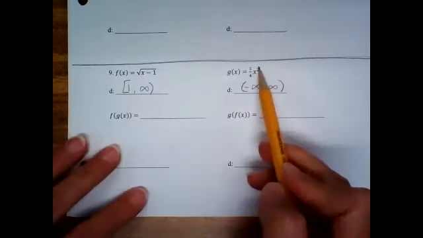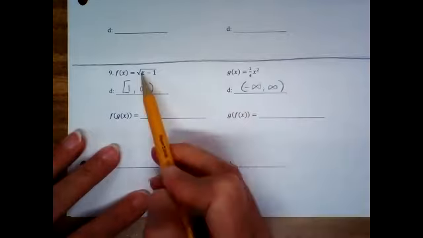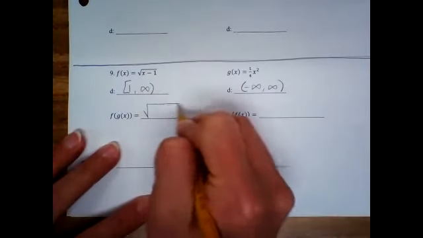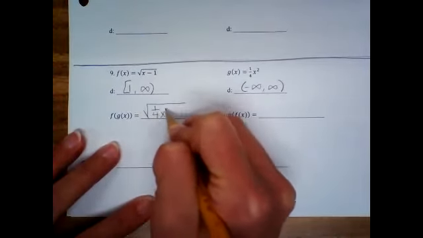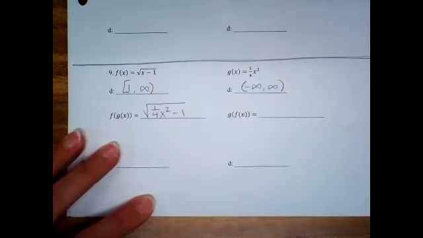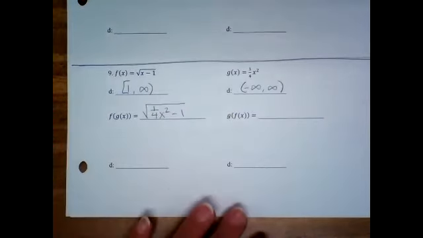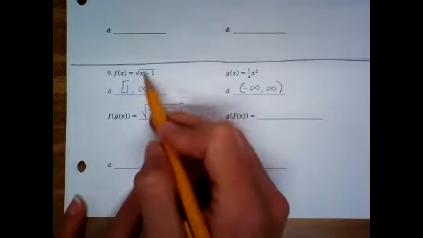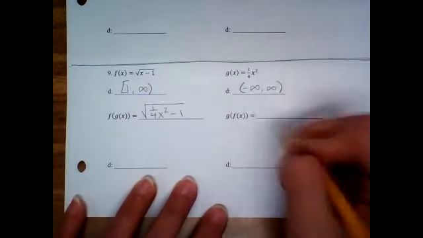Plugging g into f, this 1/4 x squared gets plugged in over here. There will not be anything that you can do to that, so just leave it alone. And then plugging f into g. This gets plugged in over here.